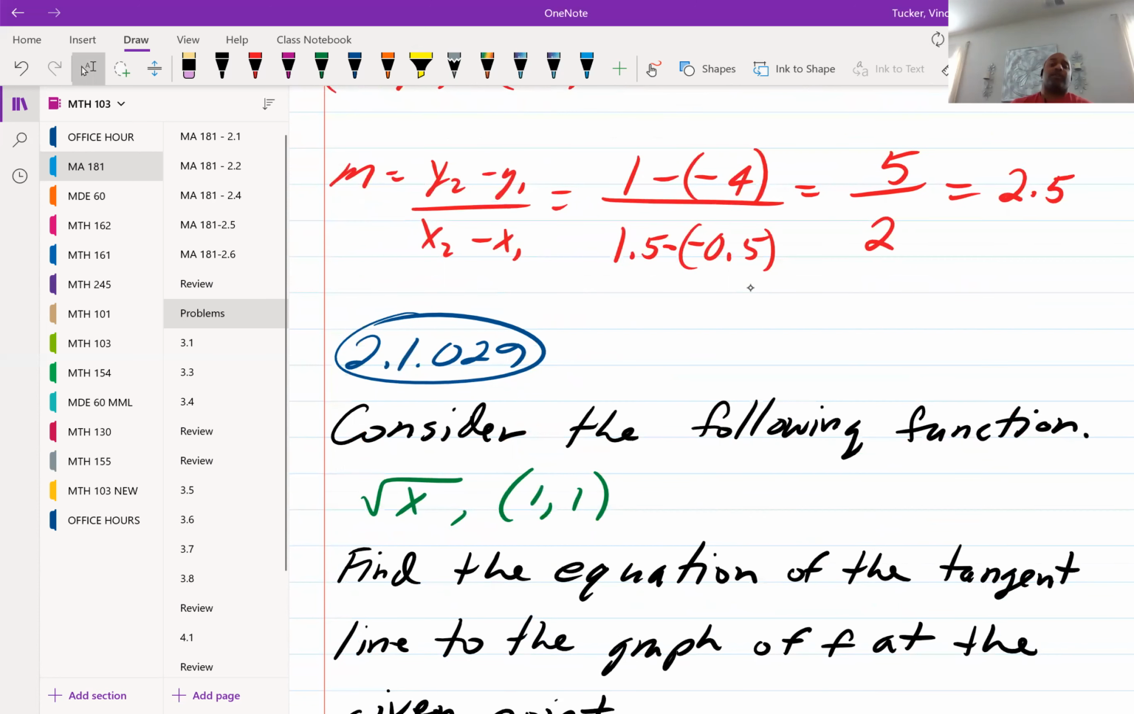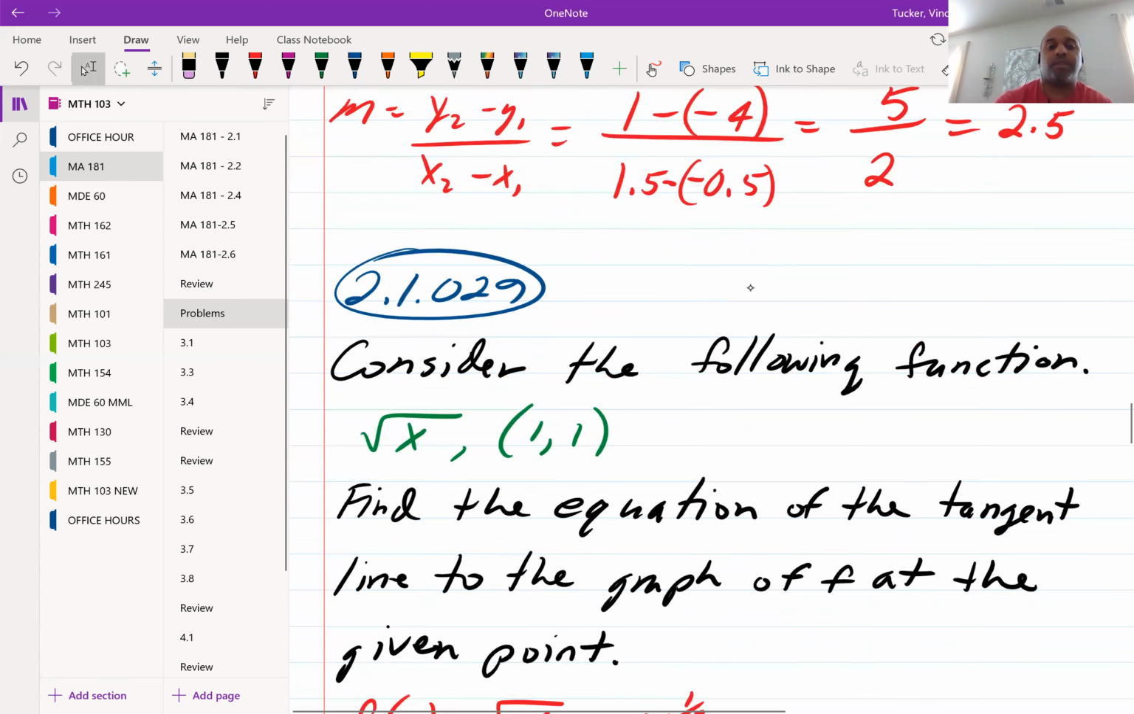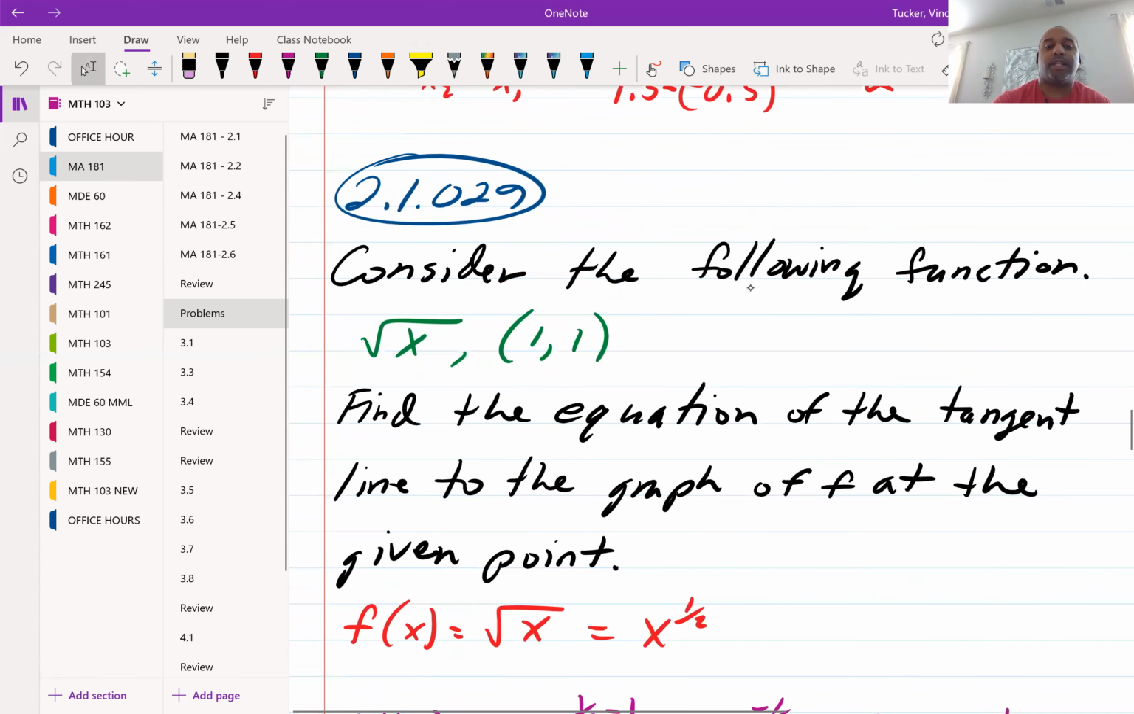2.1.29 says consider the following function. We have the square root of x, and we have (1, 1) as a point. Find the equation of the tangent line to the graph of f at the given point.